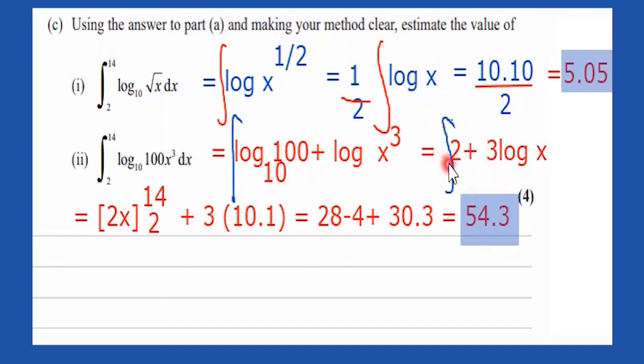So now we're going to integrate 2, which becomes 2x, and the limits are from 2 to 14, plus 3 times, we've already got from part A that the integral of log x is 10.1. Now 2x evaluated from 2 to 14 will give me 2 into 14, which is 28, minus 2 into 2, which is 4, plus 3 times 10.1, which is 30.3. So when we add it, our final answer is 54.3.